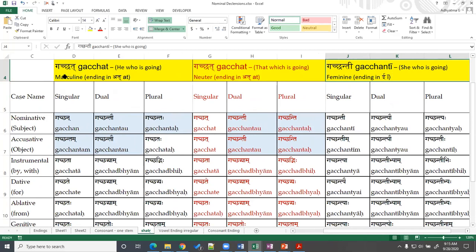So gachanti becomes straightforward. It's only in gachat plural, masculine and neuter, that you have to remember these first 5 words are different. And here in the neuter, these 4.